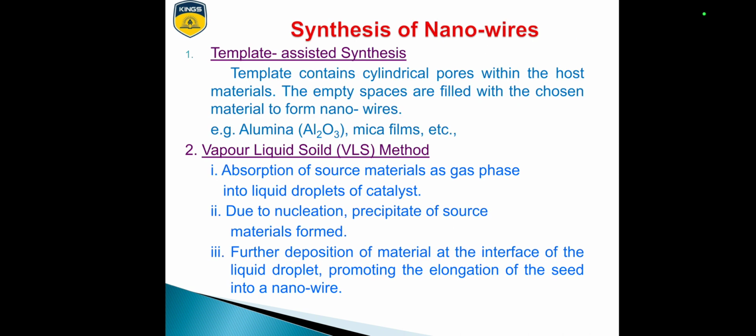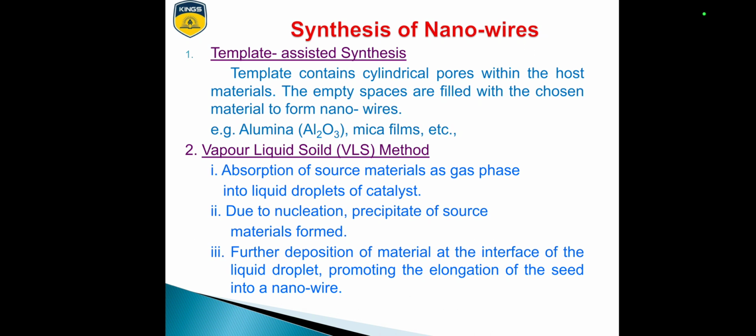Synthesis of nanowires. The nanowires are synthesized by two methods. One is template assisted synthesis; another one is the vapor liquid solid method, that is called VLS. The template consists of cylindrical pores within a host material. The empty spaces are filled with the chosen material to form the nanowire. Examples are alumina, that is Al2O3, mica films, etc.